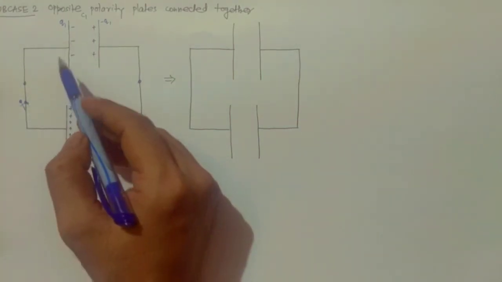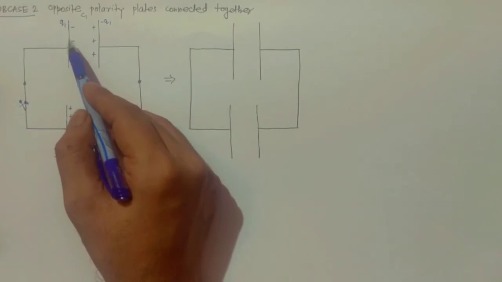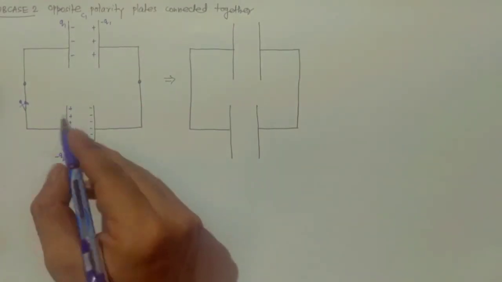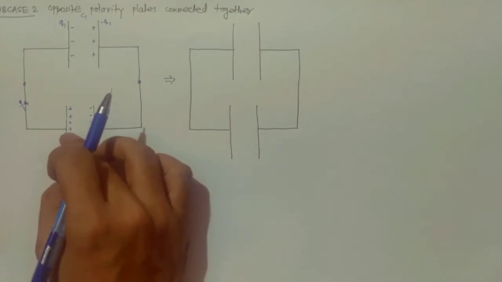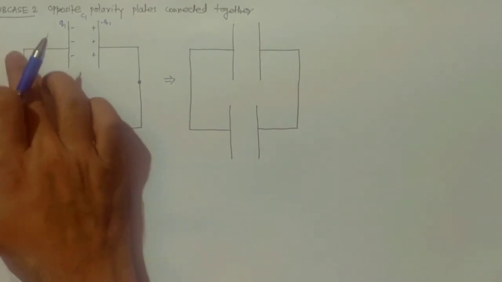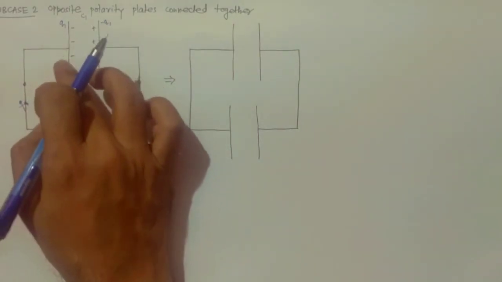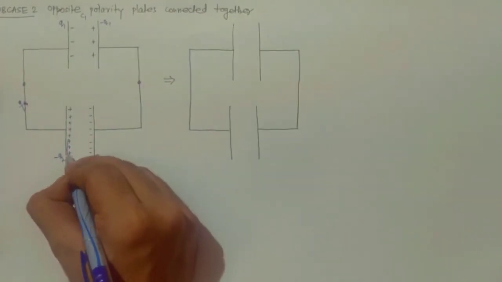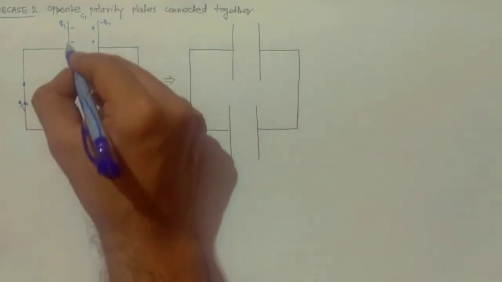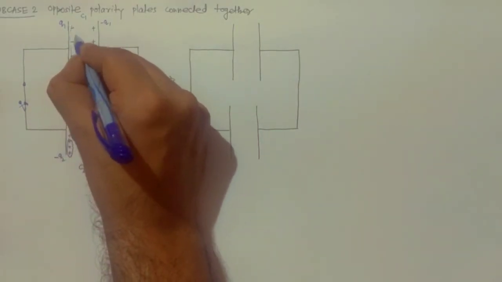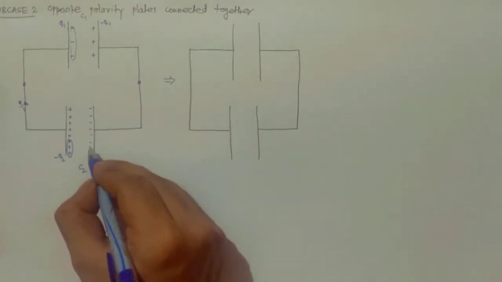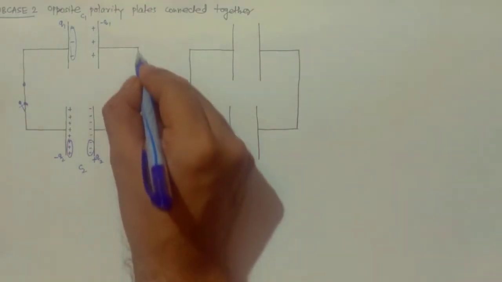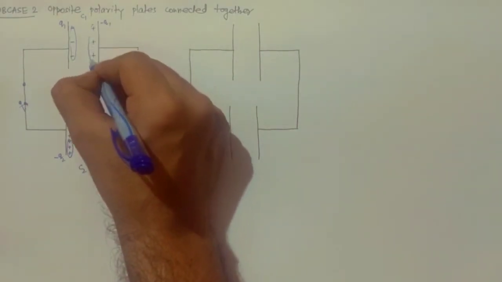First, these three negative charges are neutralized by the three positive charges from capacitor 2. That is, three positive charges from capacitor 2 will go and neutralize the three negative charges on capacitor 1. And similarly, these three negative charges will go in this direction and they will neutralize these three positive charges.